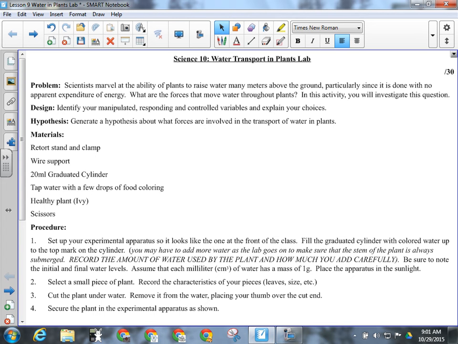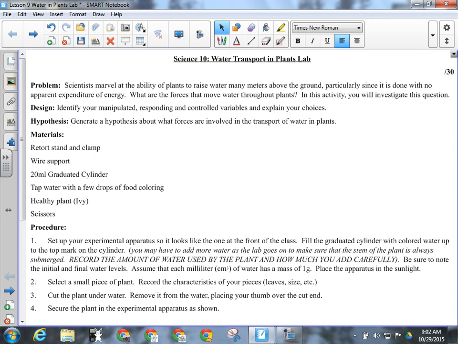So the problem we're investigating here is: scientists marvel at the ability of plants to raise water many meters above the ground, particularly since it is done with no apparent expenditure of energy. What are the forces that move water through plants? In this activity, you'll investigate this question. Basically, how do plants move water? We kind of already know the answer, but we want to make sure that's the case.